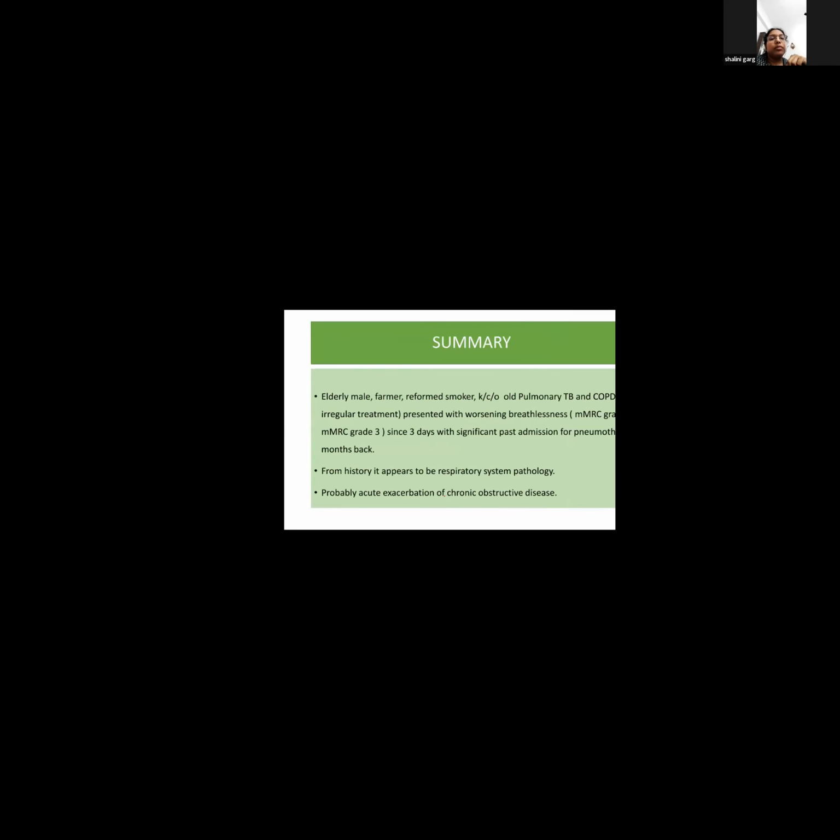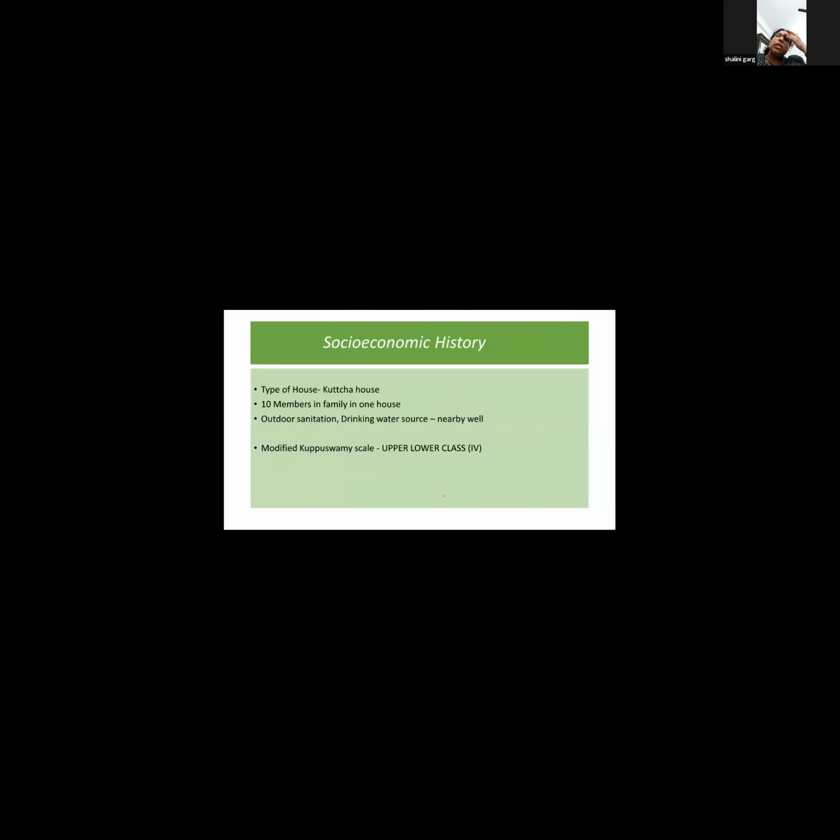Nipun, hello. Yes, ma'am. Can you just tell what parameters you consider in the modified Kuppuswamy scale? In the modified Kuppuswamy scale, we consider three factors: education of the head of the family, occupation of the head of the family, and total income of the family per capita income. Okay. Yes, you can go ahead.